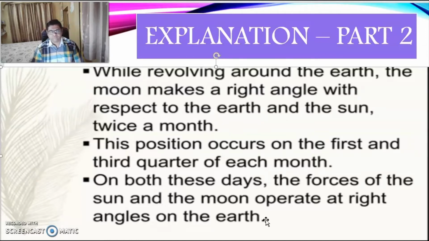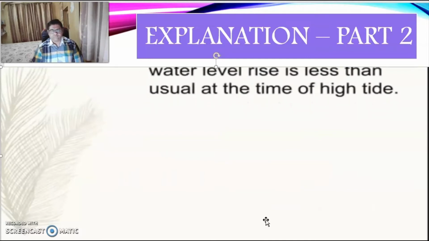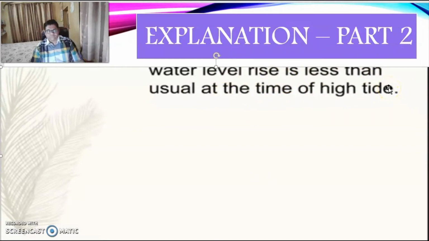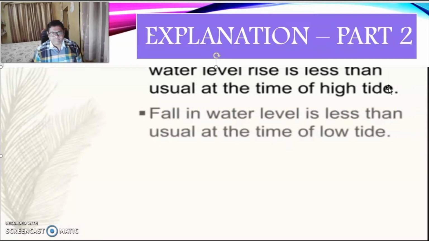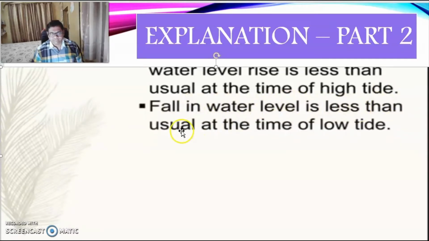Yes. So what happens? Due to such conditions, the water level rise is less than usual at the time of high tide. So only from one side the sun is pulling and from one side the moon is pulling. That is why the water level which rises will be lesser as compared to the usual time of high tide. And the fall in water level is less than usual at the time of low tide. Yes, it will not be more. The water level will fall very little during low tide.